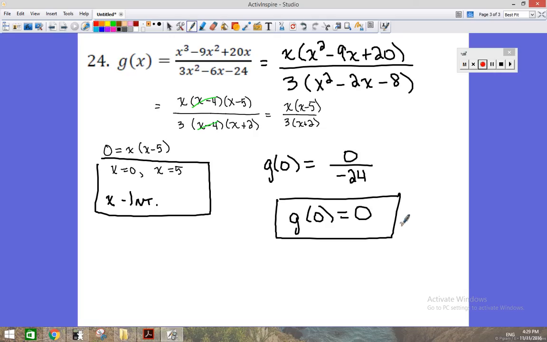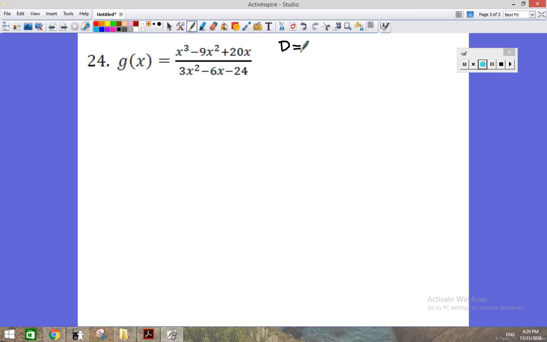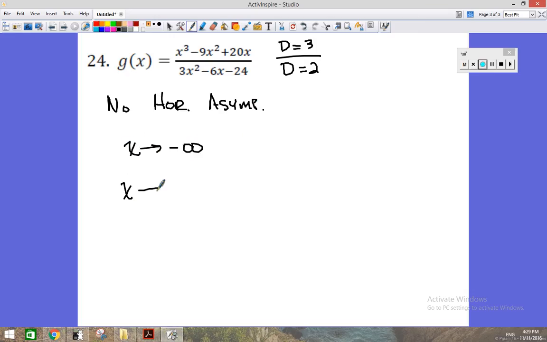It's now asking me to determine the end behavior. So the degree of my numerator is 3. The degree of my denominator is 2. I refer to this as top-heavy. For the end behavior, there is no horizontal asymptote. I'm going to have to determine, as you move far away from the origin, to the left or to the right, is the output of the function, the y-coordinates, getting closer to something, or in this case, is it going to positive or negative infinity?